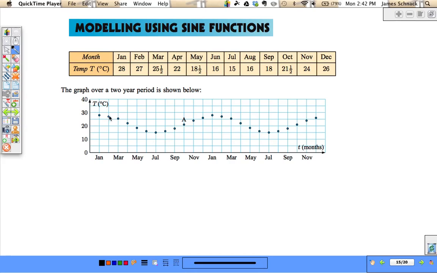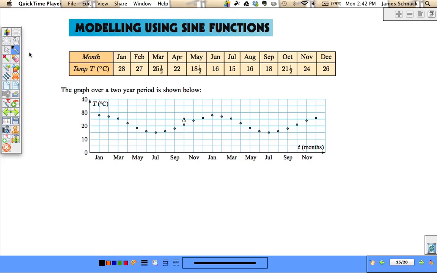So we have this data from Cape Town, South Africa, I think it was. Average monthly temperature, and we have this plot over 2 years. We want to create a model, an equation that will do a good job of representing this data. And we can see that this is sinusoidal. It is definitely periodic. It goes up and down.